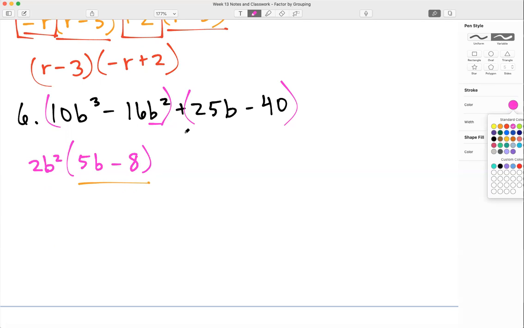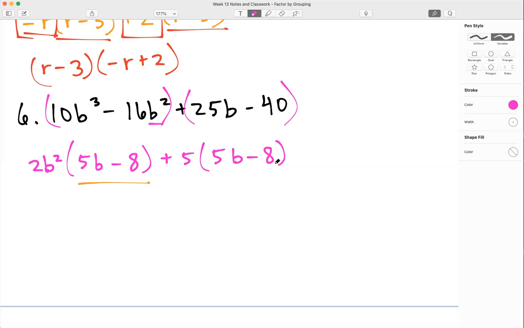So what would 5b have to be multiplied by to get to 25b? And what would 8 or negative 8 have to be multiplied by to get to negative 40? And if you said 5, then you're correct. So let's pull out a 5. And that's really what would allow us to factor these. And it just so happens that 5 really truly is the greatest common factor between these two terms. So we will pull out that binomial from both of these terms.